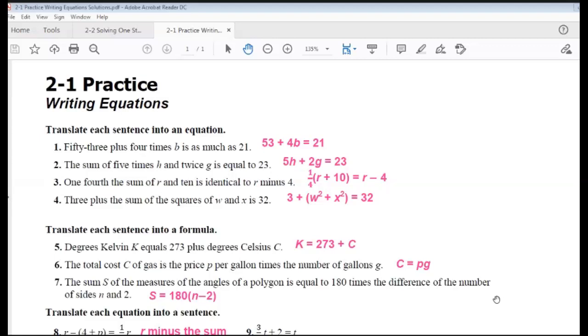All right, so hopefully you can take this opportunity to check through your answers on there. So in 2-1, we really focused on rewriting equations from words to formulas and formulas to words.